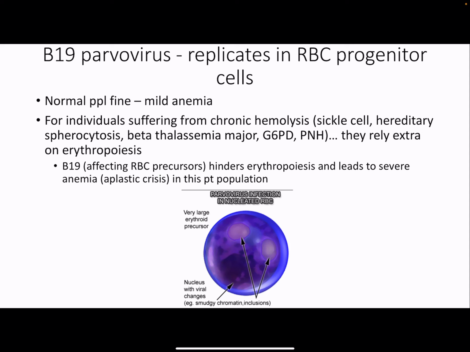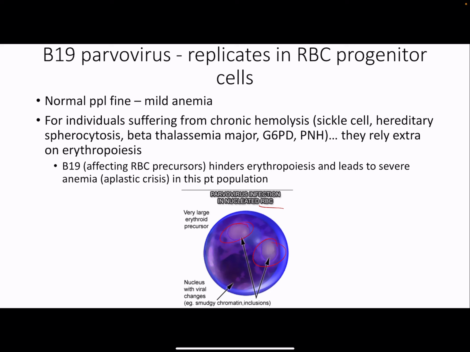B19 parvovirus, so this is going to get into the bone marrow and replicate inside of our red blood cell precursor. This is going to get inside and replicate there. So normal people, maybe we'll get a little sick, often kids, like mild anemia, but nothing too bad. Because we're having a little bit of a hard time with erythropoiesis, but our red blood cells last for 120 days and we're fine. We have plenty of red blood cells.